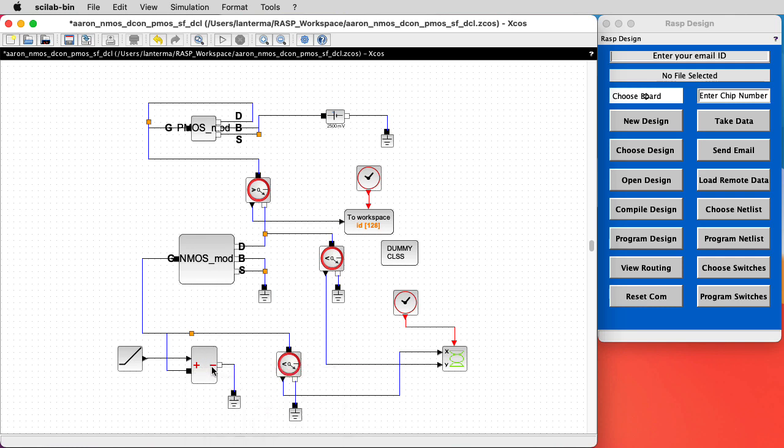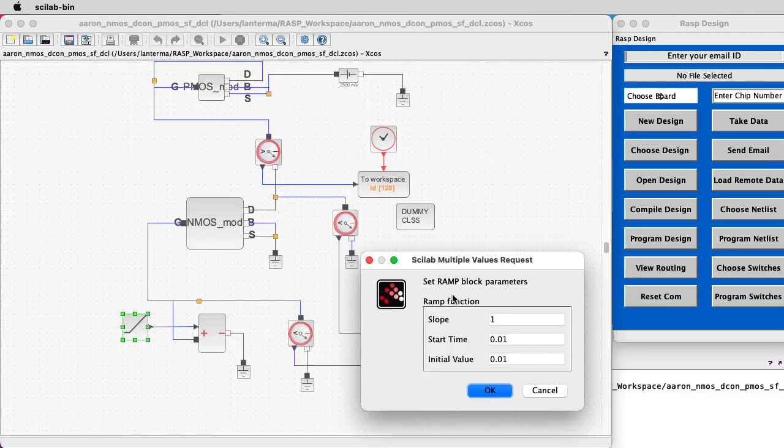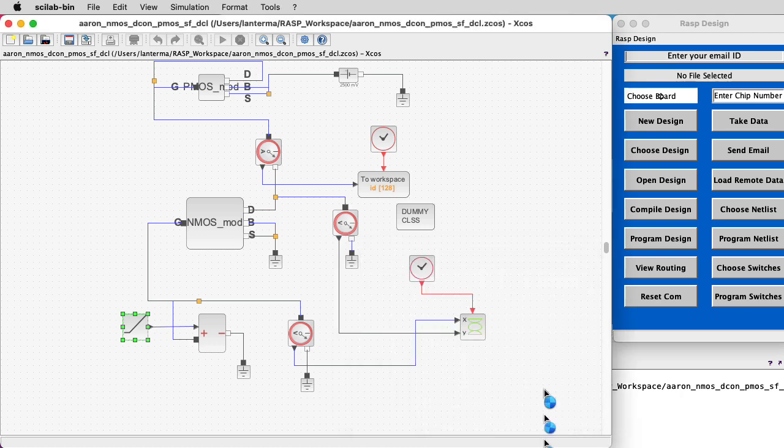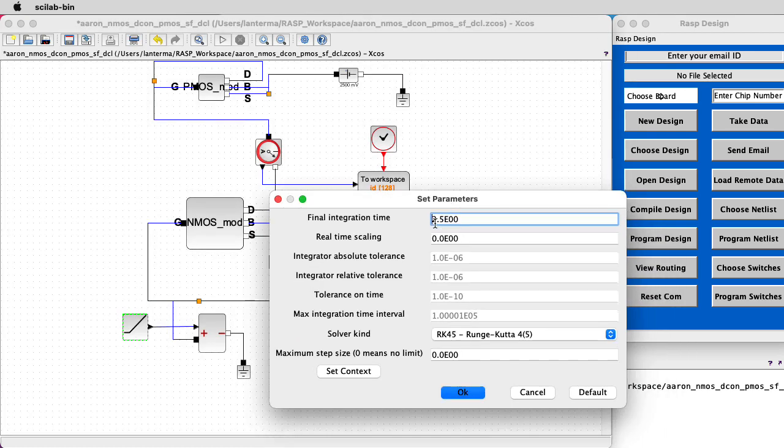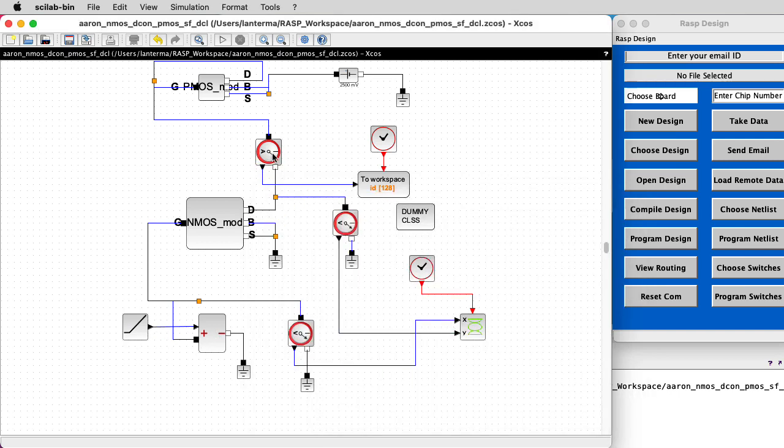So here we have a block that turns a Xcos signal into a voltage reference to ground. It's going to be fed by a ramp block with a slope of 1, and we're going to run our simulation for 2.5 seconds, so the input will ramp from 0 to 2.5 volts. I put an ammeter here so that we can actually measure what the current is, and I output that to a workspace variable. I'm not going to bother looking at that in this particular YouTube demo.